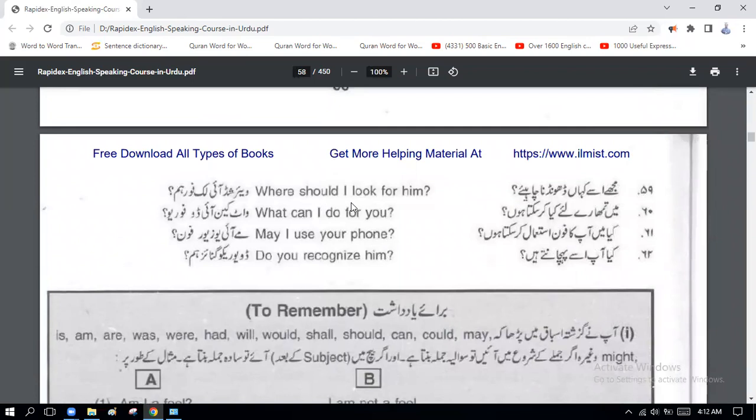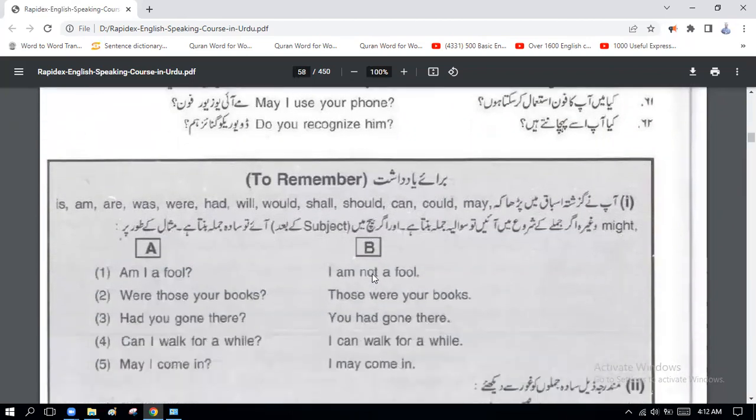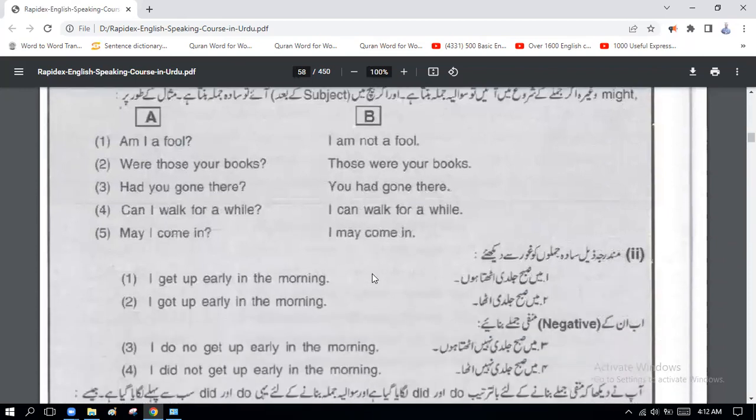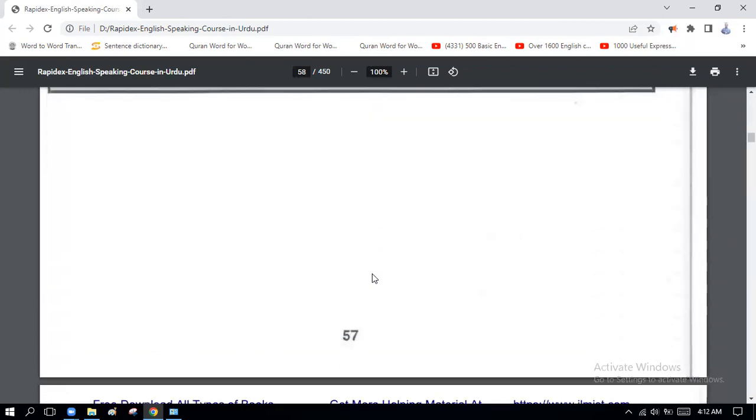Where should I look for him? What can I do for you? May I use your phone? Do you recognize him? Recognize, okay. So this is the revision of the whole thing, which I have already told you.